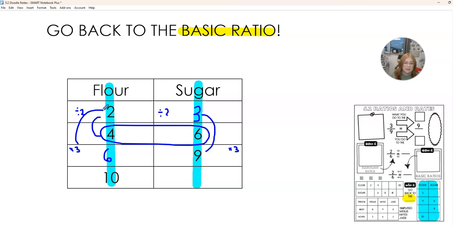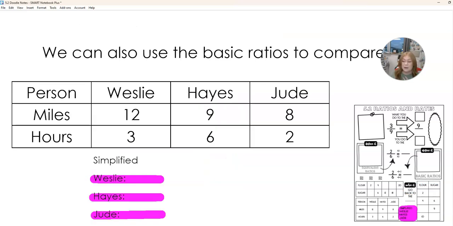So now we have one over here. So we're going to ask, how do I get from 2 to 10? That's timesing by 5. So now 3 times 5 is 15. So all of these are equivalent ratios. The first one we want to put is our basic ratio that we simplified. So we go backwards, then forwards. So we can go across or up and down. It's the same process. So always go back to that basic ratio.